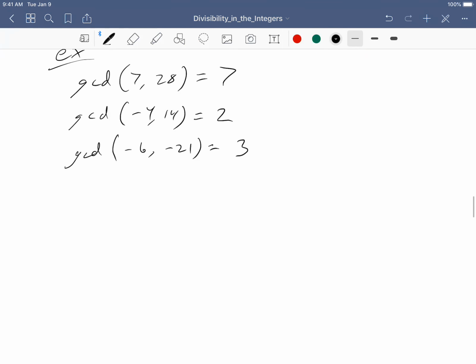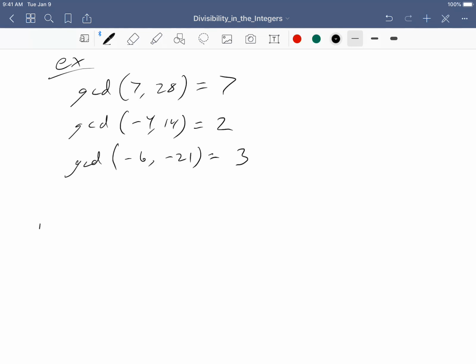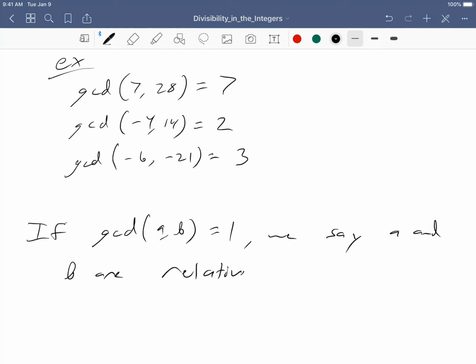And now just one more note about greatest common divisors. If the GCD of two numbers a and b is 1, that's a pretty special thing. It says that a and b have no common factors other than 1. And so we give it a special name: we say a and b are relatively prime. We'll define prime a little bit later on. You know what it means, but we'll define it later. But a and b being relatively prime is talking about the fact that they have no common divisors other than 1.